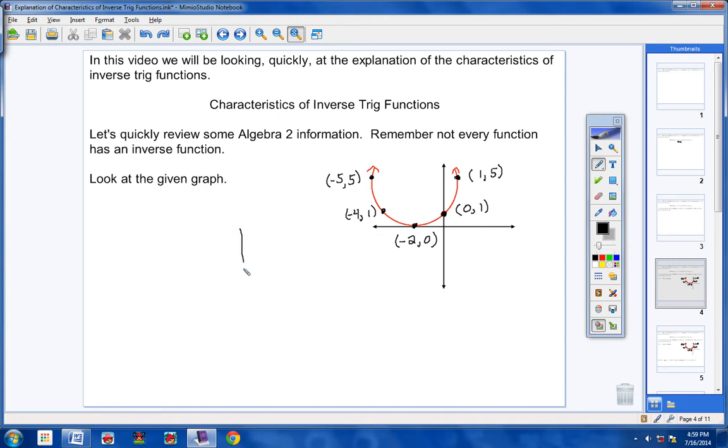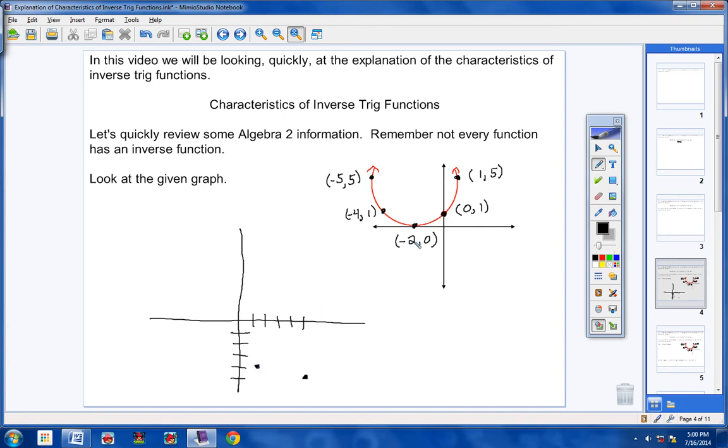But now if we draw quickly the inverse graph, remember how to do that? You take ordered pairs and you flip them. So if I have negative 5, 5, over here then I would have 5, negative 5. And again, if you're a little lost, just watch. Okay, this is from Algebra 2, and you might not remember this, but I just want to show something to you that's a foundation for understanding inverse trig functions. Well, this graph here has negative 4, 1, so I'm going to put 1, negative 4.